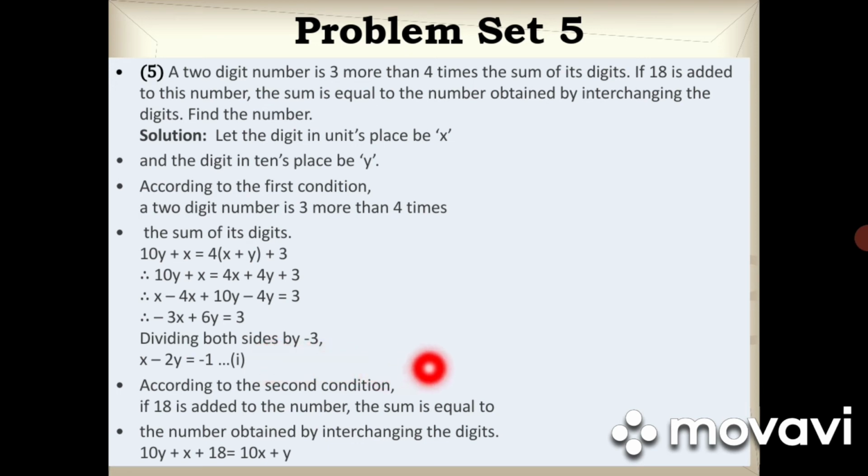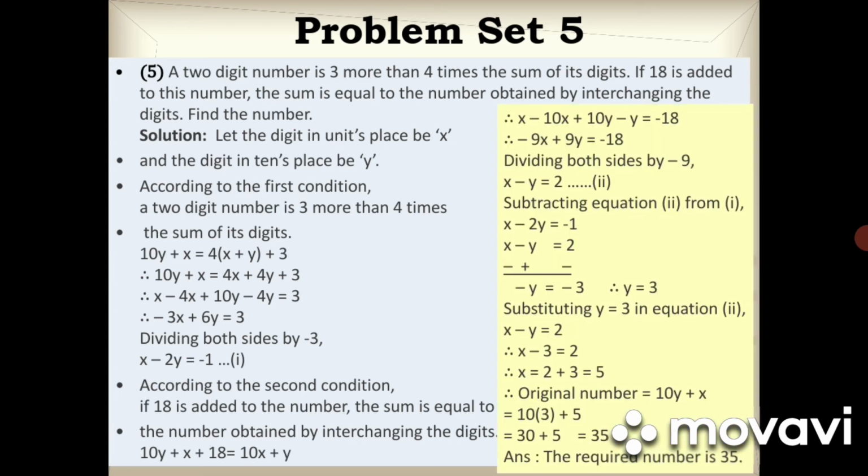According to the second condition, if 18 is added to the number, the sum is equal to the number obtained by interchanging the digits. Therefore, 10y plus x plus 18 is equal to 10x plus y. Therefore, bringing the like terms together, we get x minus 10x plus 10y minus y is equal to minus 18. Therefore, minus 9x plus 9y is equal to minus 18. Dividing both sides by minus 9, we get x minus y is equal to 2. Let this be equation 2.